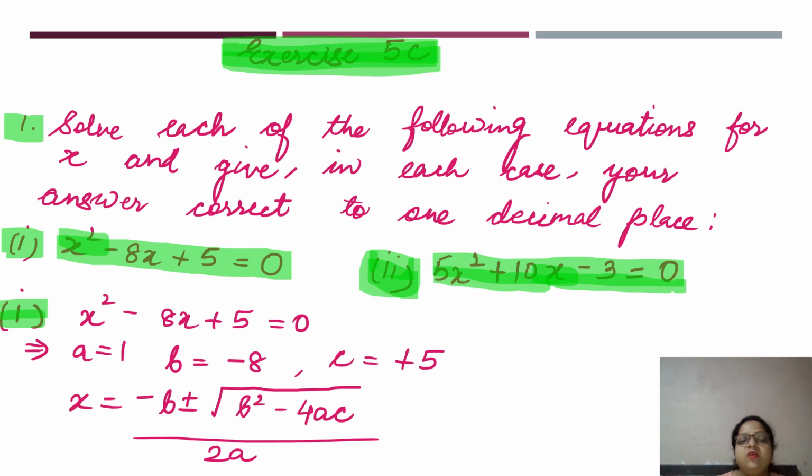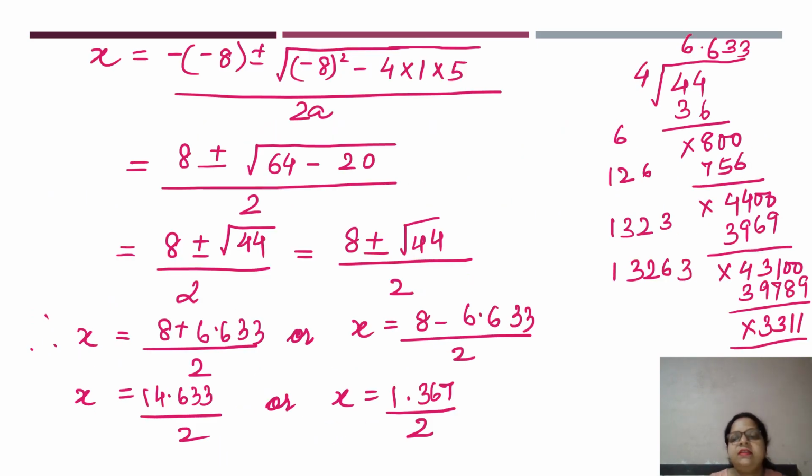So here the value of a is equal to 1, b is equal to minus 8 and c is equal to plus 5. Therefore, for putting the formula, x is equal to minus b plus minus under root of b square minus 4ac upon 2a. What we get, children, x is equal to minus into minus 8 plus minus under root of minus 8 the whole square minus 4 into 1 into 5 upon 2a.